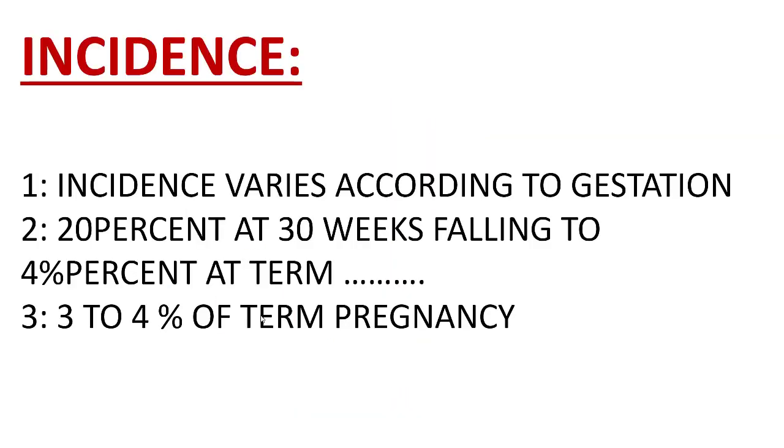Now very important question, what is the incidence of breech presentation? Incidence varies according to gestation. It will be 20% at 30 weeks, falling to 4% at term. Meaning when the fetus is smaller, it can easily change its position, right? So you should know that the incidence of breech presentation at term is 3 to 4%.